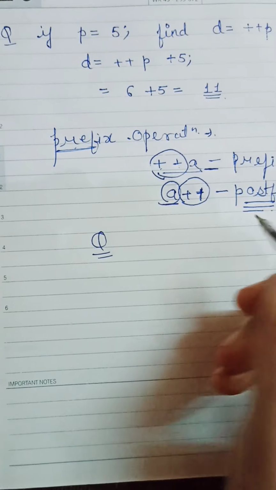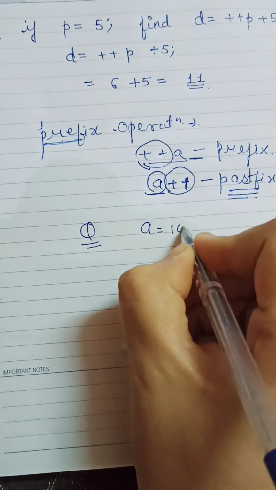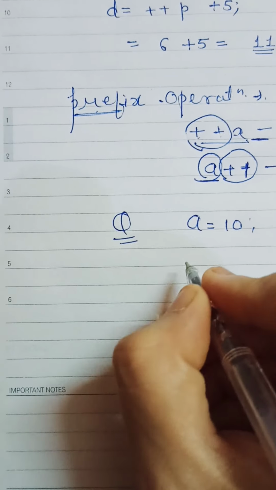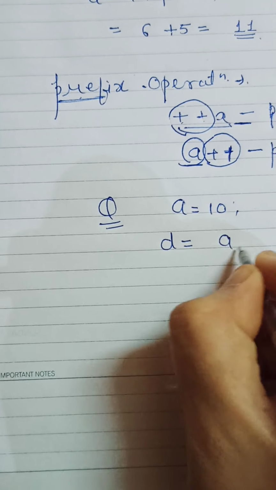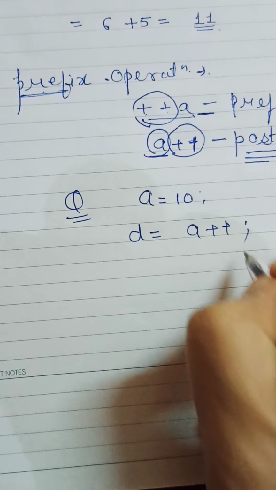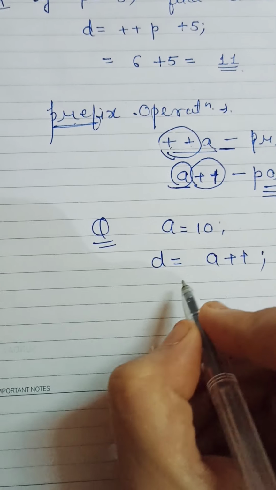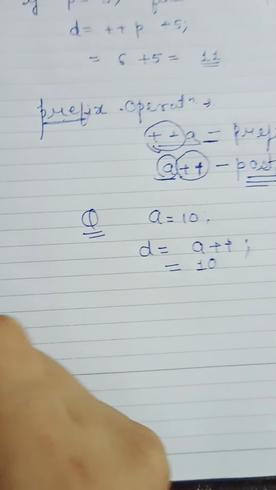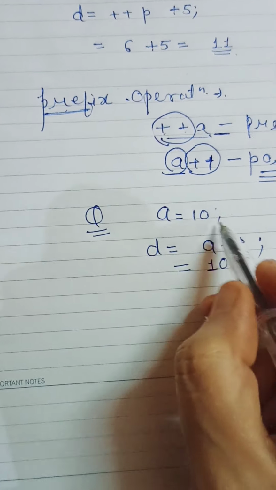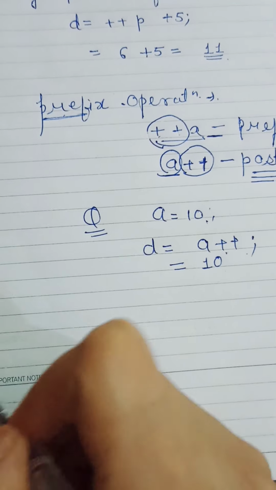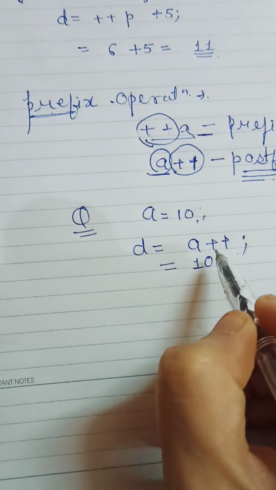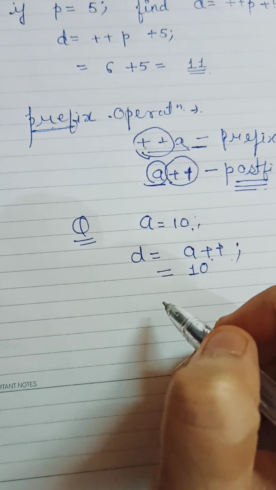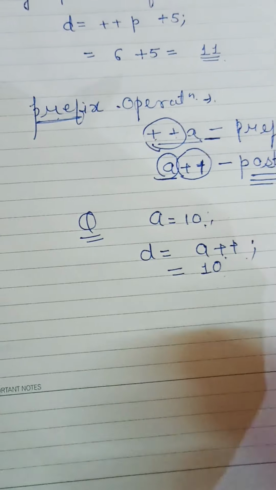Take an example. If the value of a is 10, and the expression I have to find out is d = a++, then what will be my value? According to you, it will be 11, but no, it will be 10 only. So what is the meaning of this postfix? Why is it not incrementing this value? Because postfix means I will increment it later.